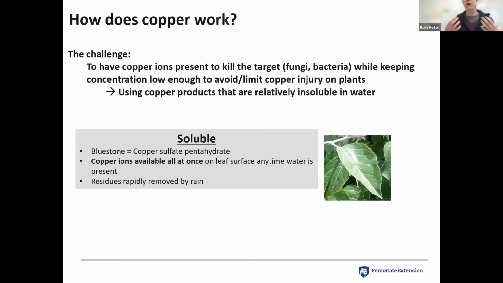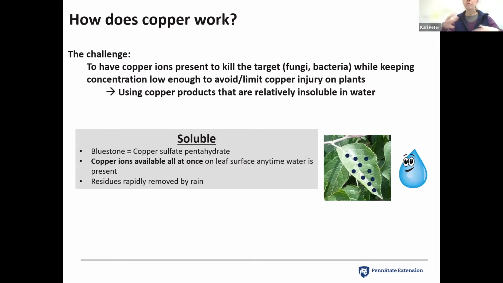insoluble in water. So when we talk about solubility of copper products, we need to talk about what is soluble copper products versus insoluble copper products. So soluble copper products are products like bluestone. If you know Bordeaux, the Bordeaux mixture is usually bluestone and lime together. And so bluestone, when you add water, it is a soluble copper, meaning all the copper ions are present there all at once. And so if you put a soluble formulation on the plant leaf, and you have water present, all the ions are there all at once.